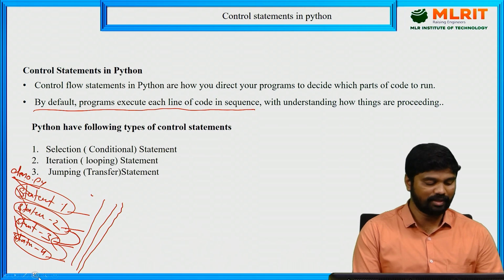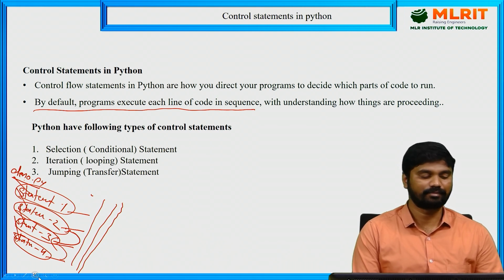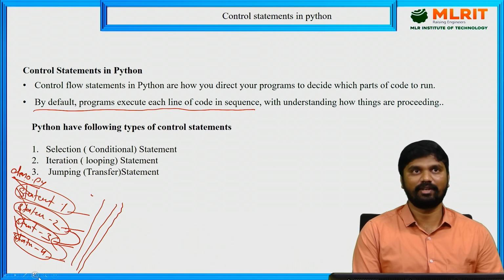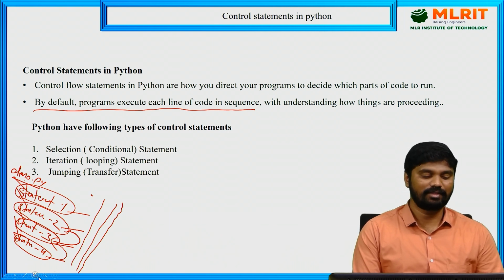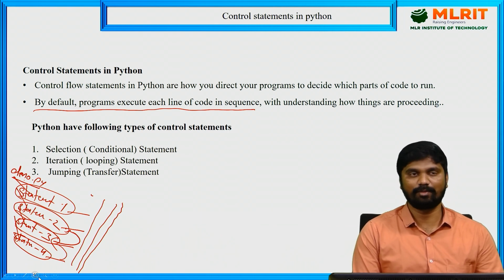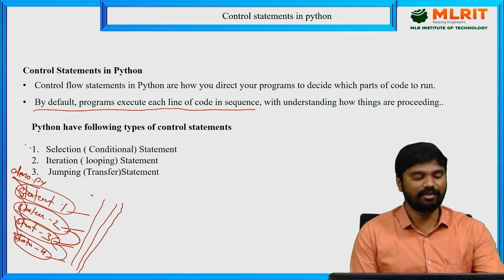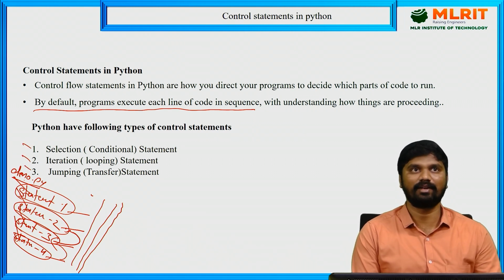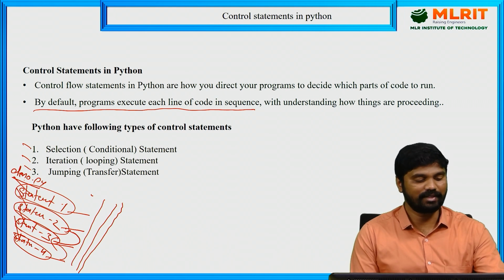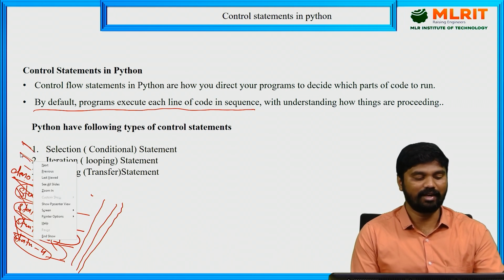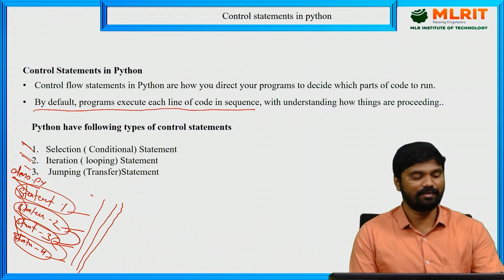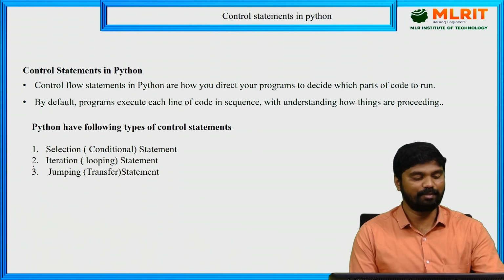Anyway, we have 3 types of control statements. Before going to that, how can we change the flow of execution? By using these 3 statements. That is, we have 3 types of control statements in Python. One is the selection statement. Next is the iteration statement. Next, here we have the jump statement.